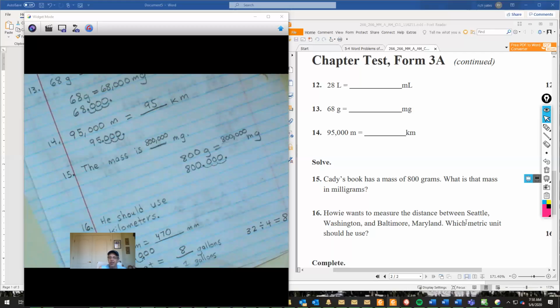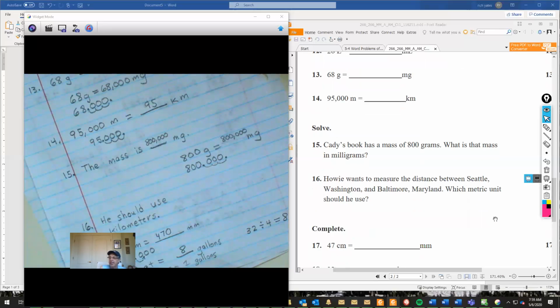So the bigger, the heavier, the longer, the farther away something is, the bigger unit of measurement you want to use, because you really want to have smaller numbers. You don't want to say billions of kilometers or hundreds of millions of centimeters or thousands and thousands of meters. You'd rather just use a couple hundred kilometers. It's just easier for us to understand. So that's why he should use kilometers.